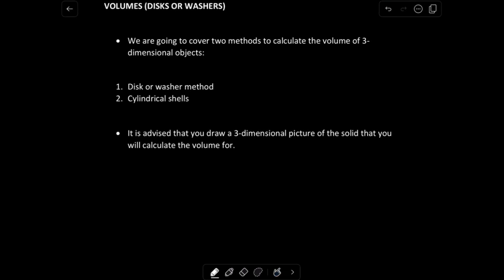We're now covering volumes, and that's the disk or washer methods. So we are going to cover two methods to calculate the volume of three-dimensional objects. The first one is the disk or washer method, and the second one is cylindrical shells. Now again, it's advised that you draw a three-dimensional picture of the solid that you will calculate the volume for. I'll show you how to do that.